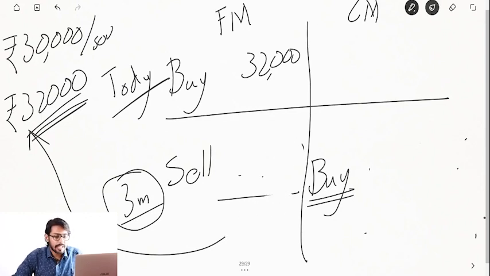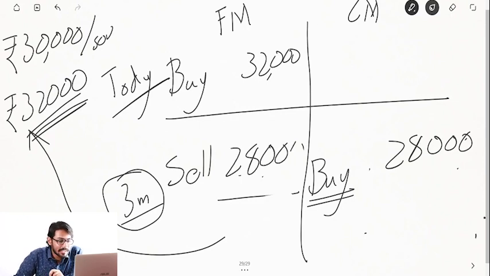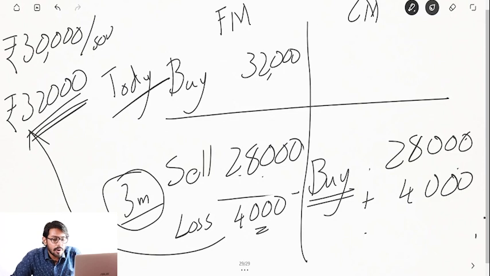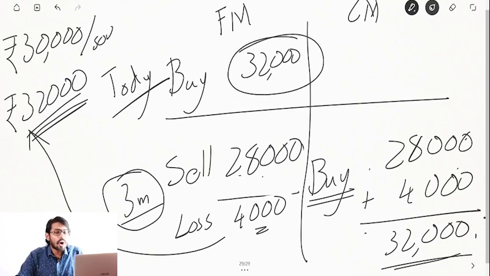Price of gold became 28,000. So now the bride's father is very excited. Yes, lottery, jackpot. Don't worry. You will have to sell futures at 28,000 and incur a 4,000 rupee loss. So you will have to incur a loss of rupees 4,000 and you will have to pay 28,000. So 28,000 plus 4,000, you are still paying 32,000. Your price is effectively locked at 32,000. Whatever differential was there, that will come to you as a loss or gain over here.